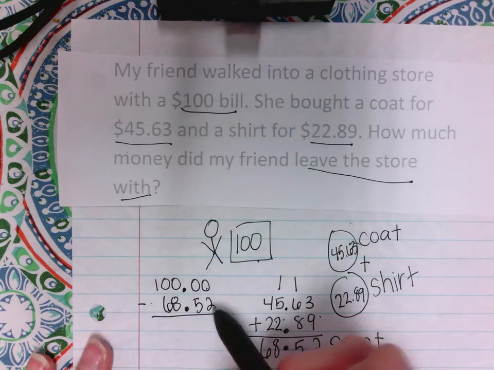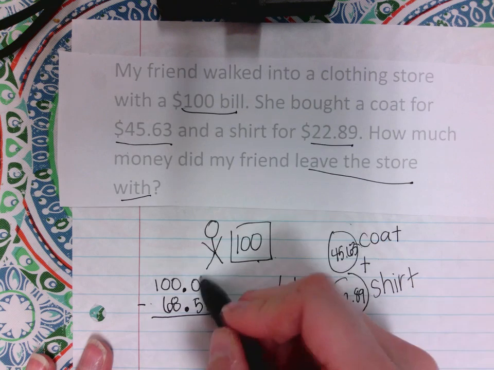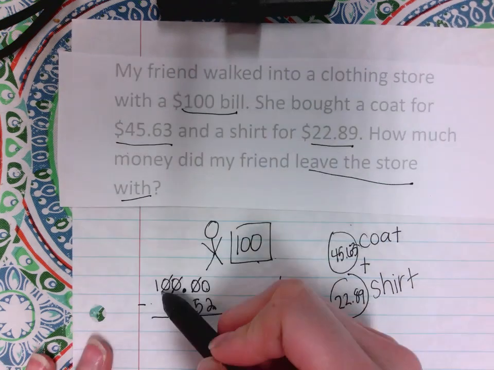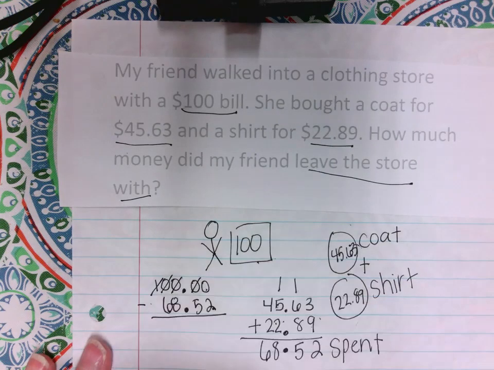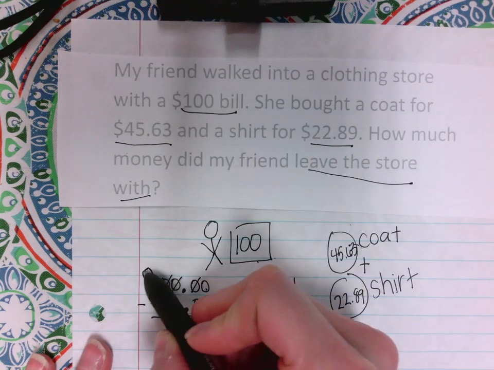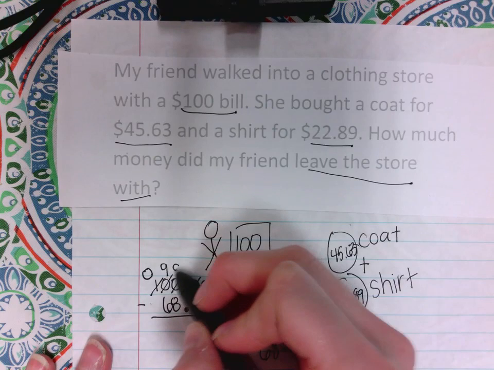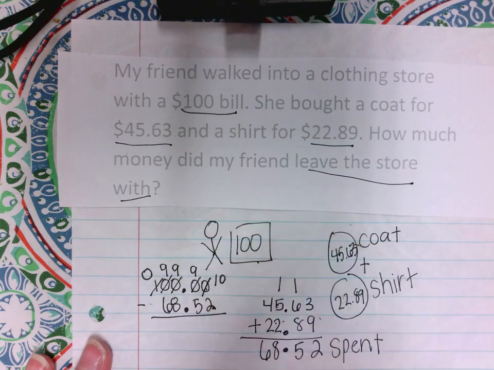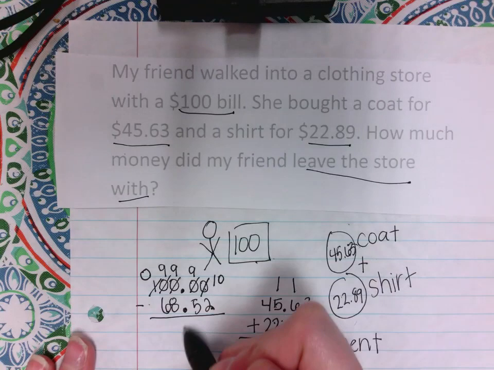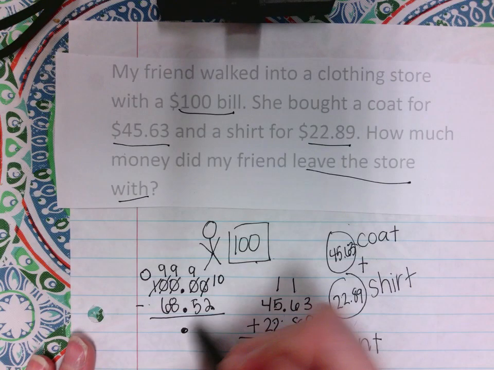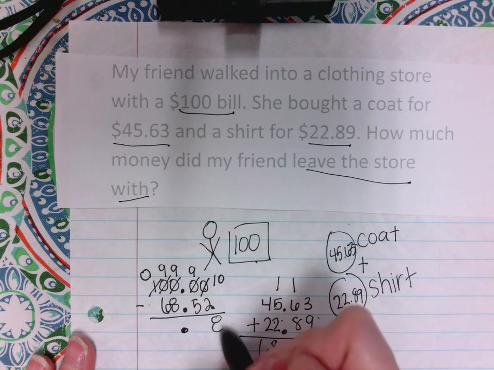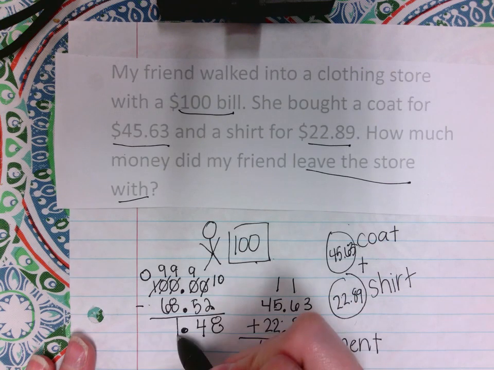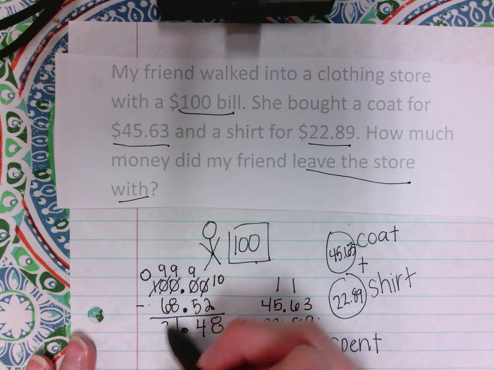So 0 take away 2. Can't do it. Well, I can't borrow from here. I can't borrow from here. I can't borrow from here, but I can borrow all the way over here in the hundreds place. So that becomes a 0. And then all of these become 9, so that this very last 0 can now become a 10. So 10, oh, let me bring my decimal down. Decimals always lined up. 10 minus 2 is 8. 9 minus 5 is 4. 9 minus 8 is 1. 9 minus 6 is 3.